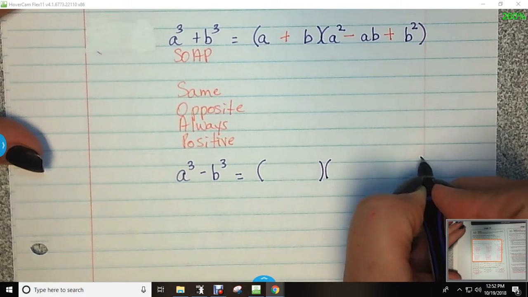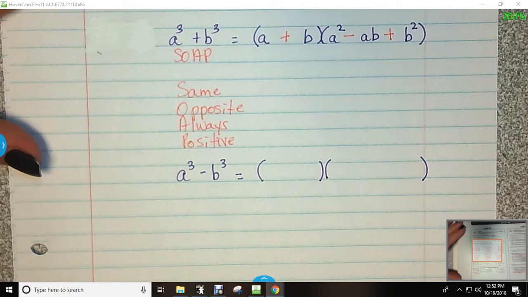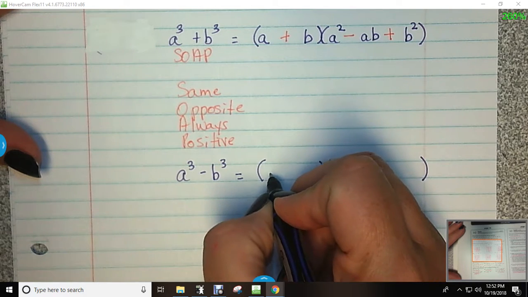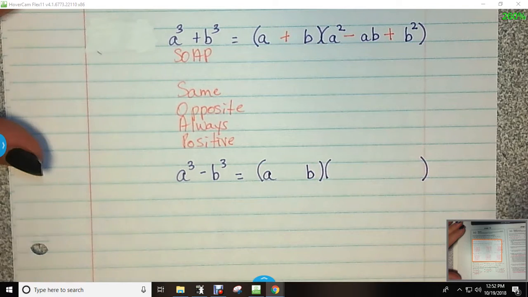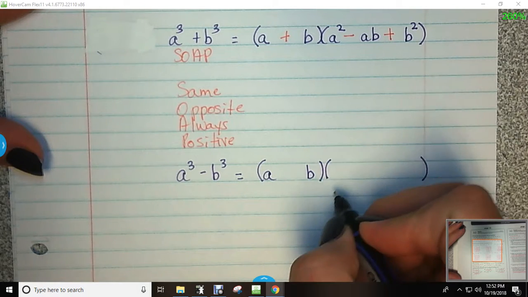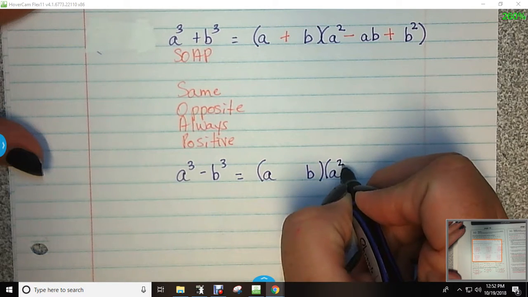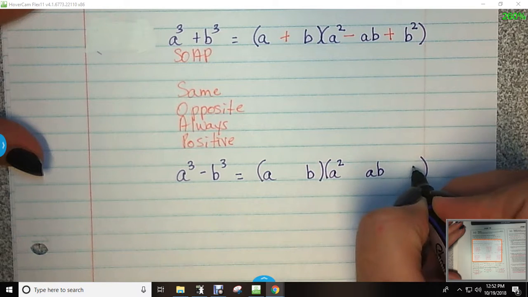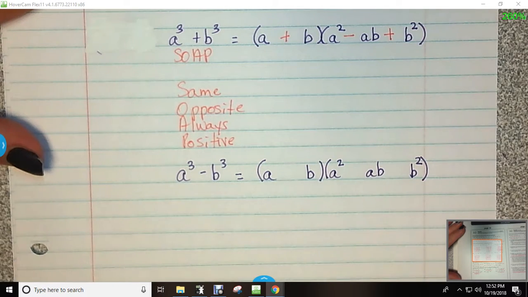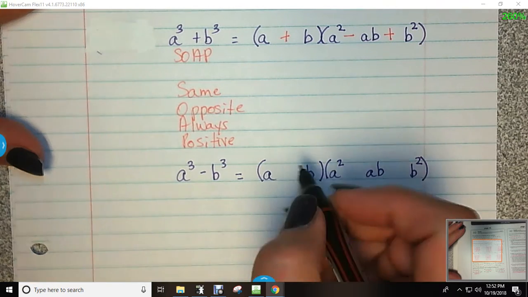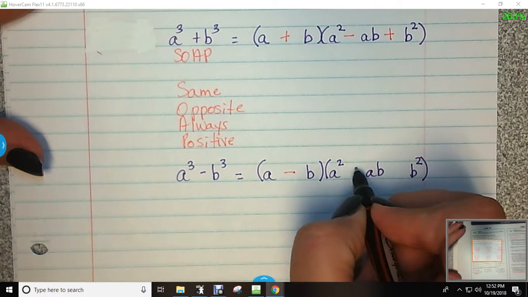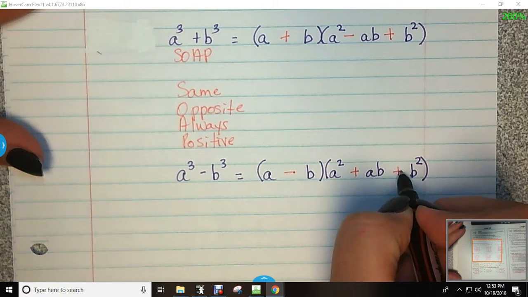I have something cubed minus something else cubed. So I've got a binomial and a trinomial. What goes in my first parenthesis? An A and a B. I'm not going to put any signs yet. So now in my next parenthesis, what's the first term? What's the next term? And the last term? B squared. And now use SOAP to get your signs. This is minus, so I put the same sign here, opposite here, and the last one is always positive.